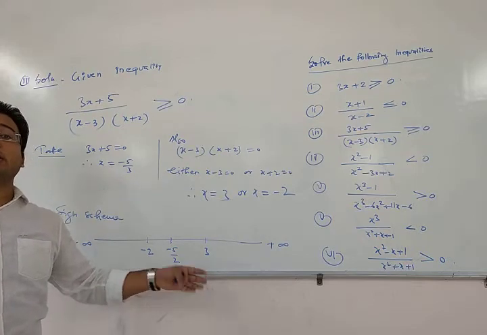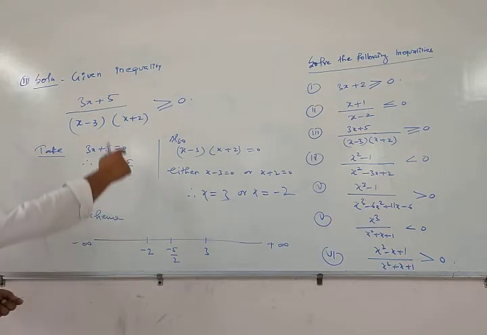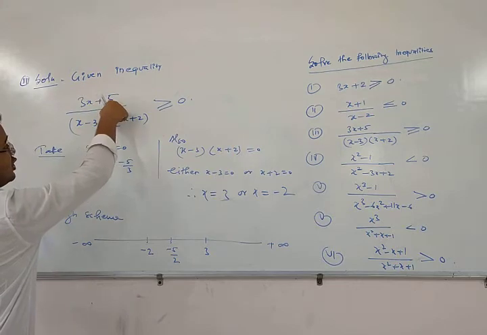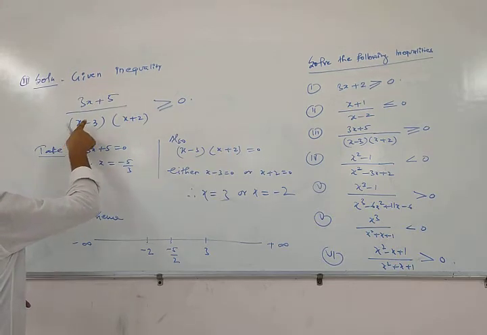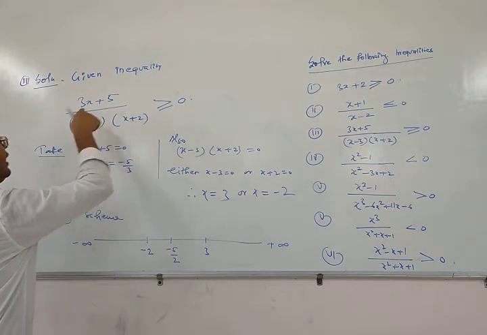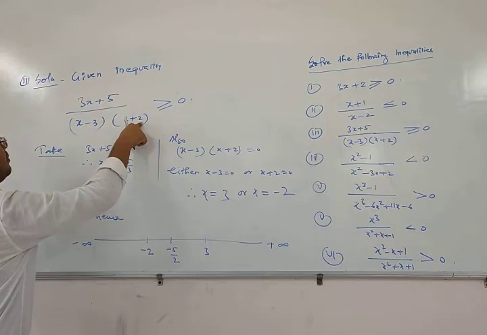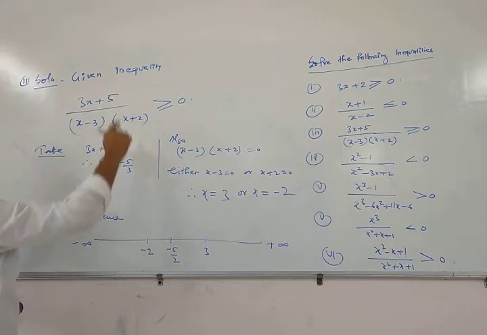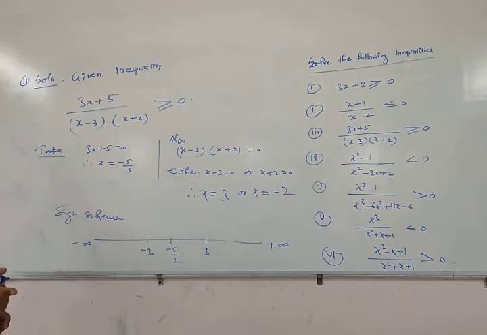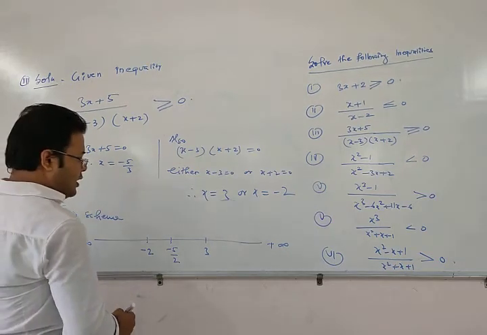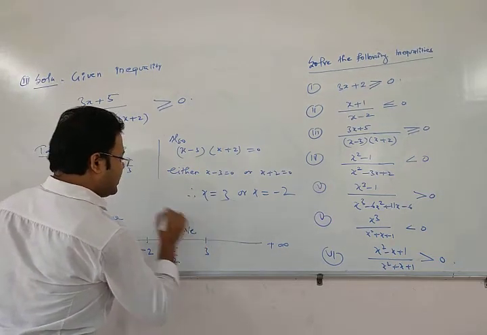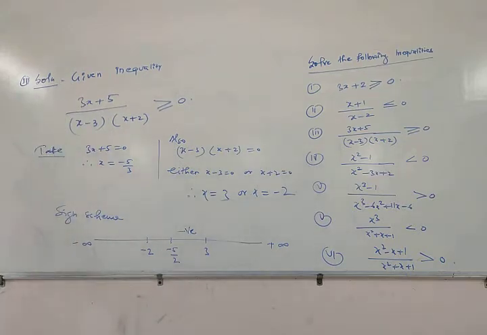So we can check the sign at x equal to 0. Put x equal to 0 here. We will get 5 positive. Here we get minus, negative. Here we get positive. Negative into positive is negative, and negative divided by positive gives negative. At x equal to 0, we will get a negative sign. So here we write a negative sign because 0 is present in that interval.